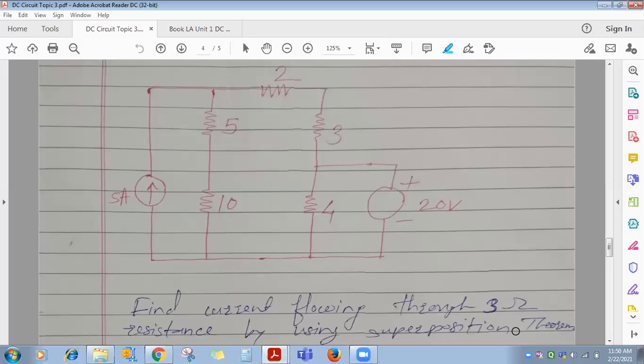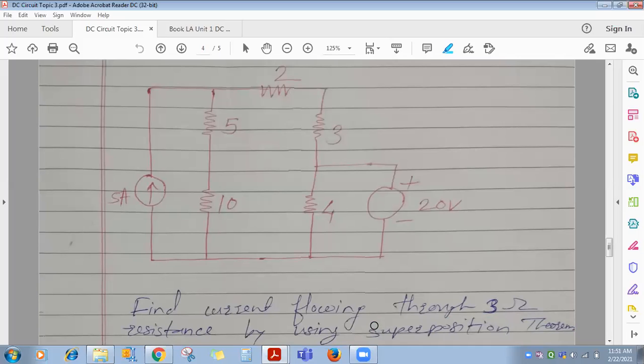Okay, so the superposition theorem is applied to linear systems only. You cannot apply it to non-linear ones. If you are applying the superposition theorem, it means you are doing linear analysis, not non-linear. That is another sentence I can say about superposition. Now, using the superposition theorem, find out the current flowing through the 3 ohm resistance.